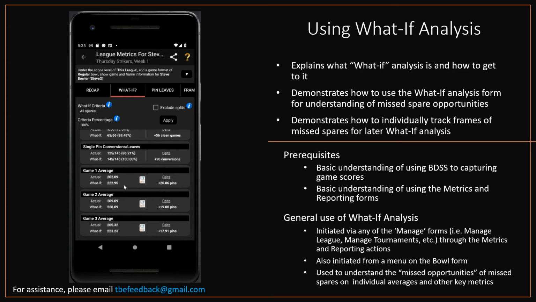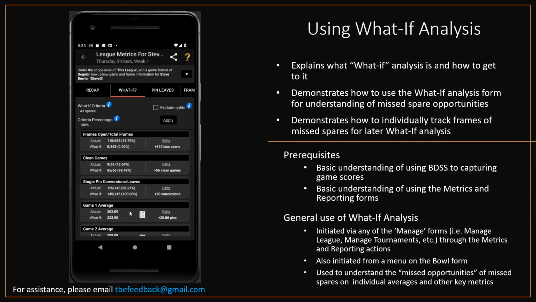Game 1 average would have gone from 202 to 222. Game 2 average would have gone from 209 to 228. And Game 3 average would have gone from 205 to 223. And just to see what happens when you change the parameters, let's set the percentage to 75%.